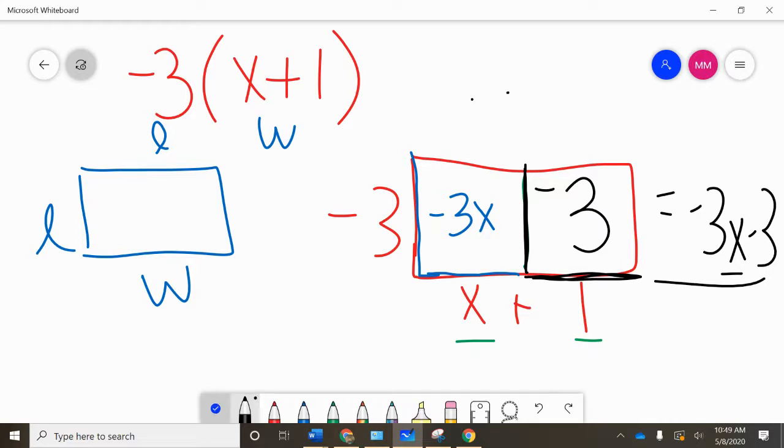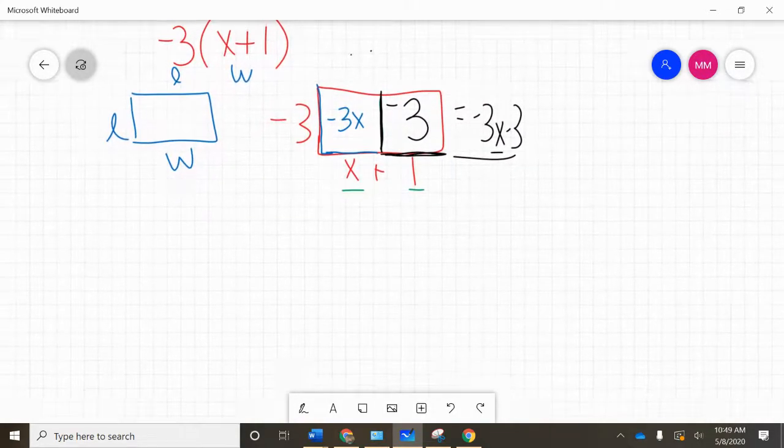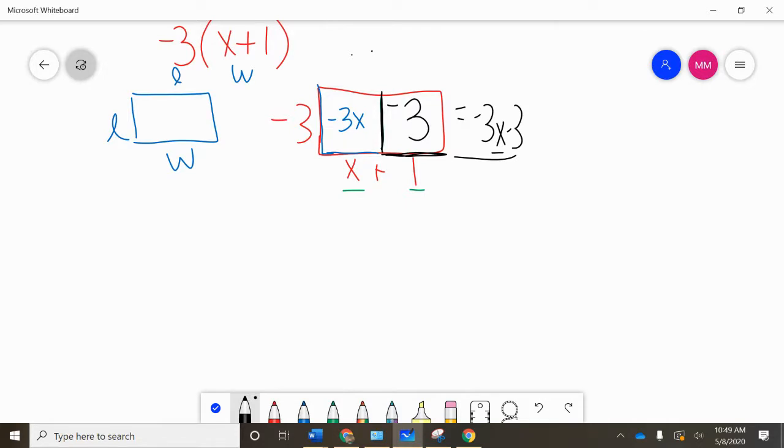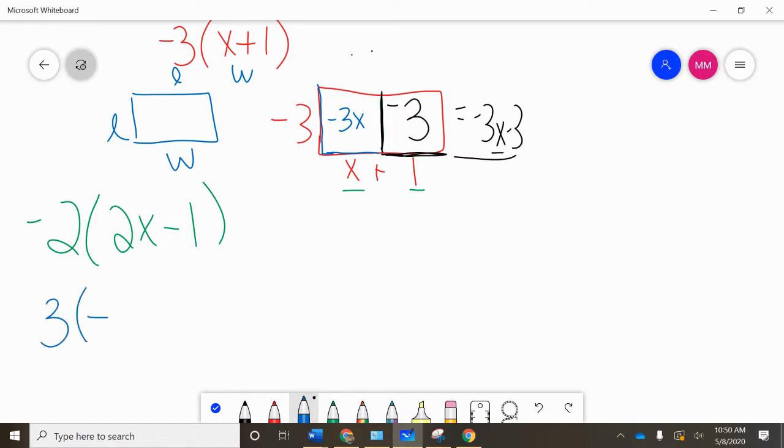So I'm going to give you a few more examples to try on your own. Once I give you these 3 examples, pause the video, attempt them, and then hit play again to see if your answers compare to mine. So our first one will be -2 times 2x minus 1. Our next example will be 3 times -x plus 6. And our last example will be, this is a tricky one, negative times x minus 1.